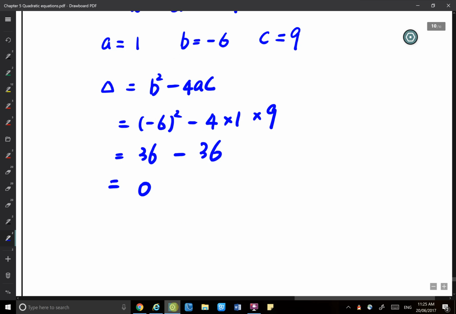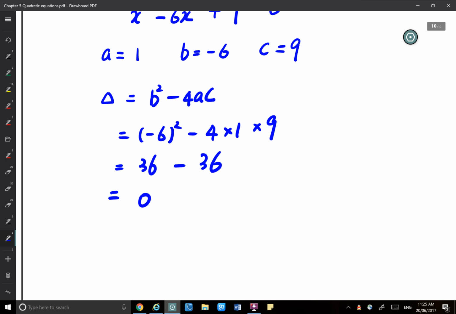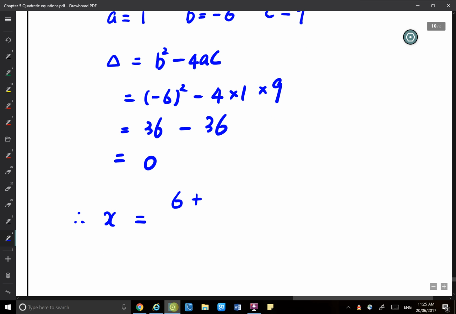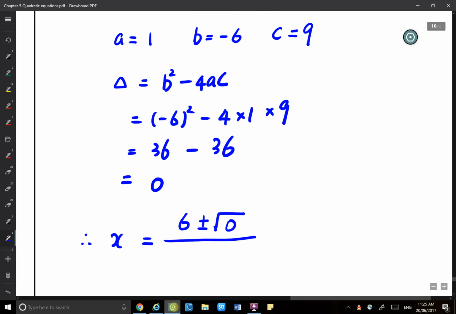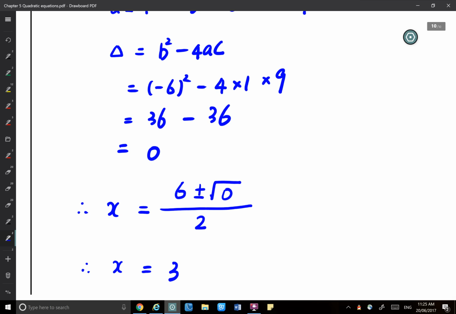Okay, discriminant is 0. What does that mean? There's one solution only. So x will equal minus b, which is 6, plus minus the square root of b squared minus 4ac, which is 0, over 2a, which is 2. So x equals 3 only. 6 plus 0, 6 minus 0 is still 6, not 0. 6 divided by 2, you have 3.